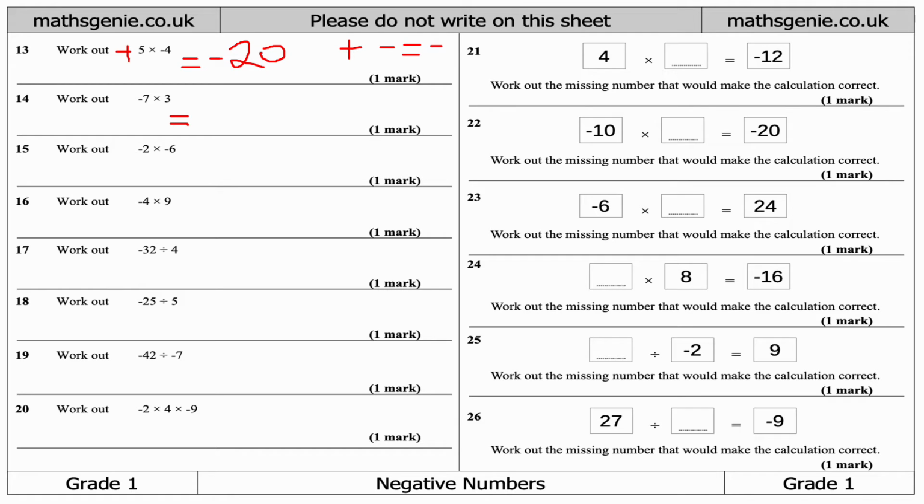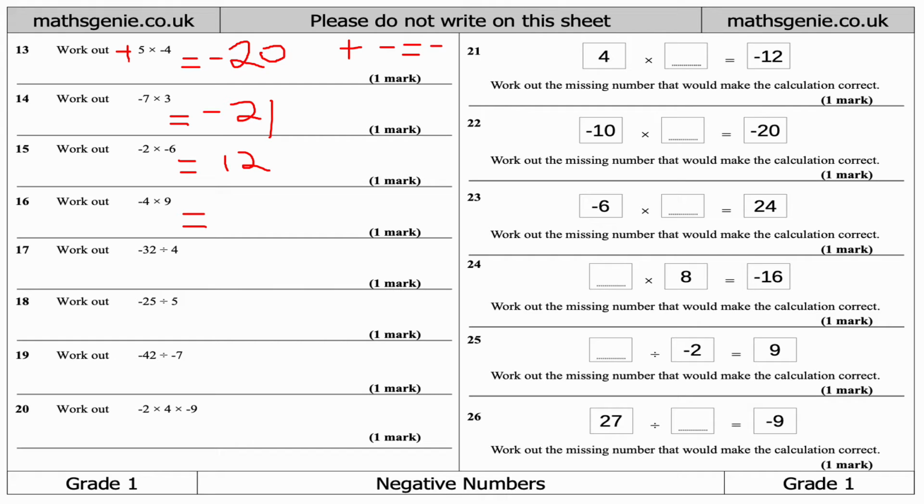Well, a negative times a positive is a negative. 7 times 3 is 21. The answer is -21. Question number 15. Work out -2 times -6. Well, a negative times a negative and a negative divided by a negative, the sign of my answer becomes positive. 2 times 6 is 12. So a negative times a negative makes a positive.